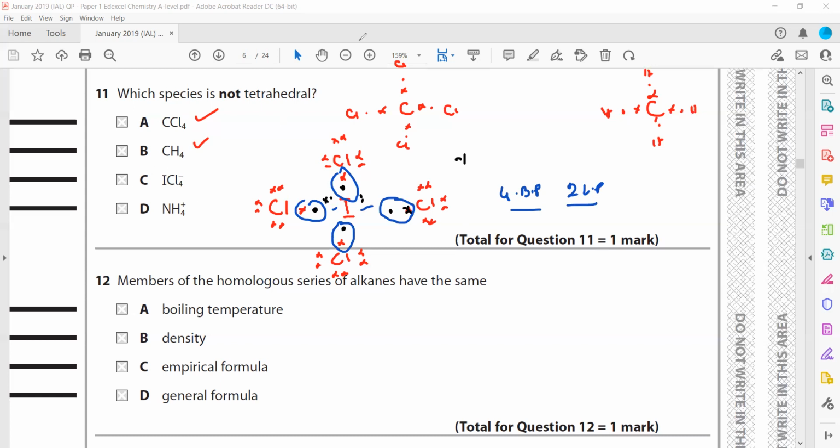But in NH4+, nitrogen loses 1 electron, so it now has 4 electrons, and it shares 1 with each hydrogen. So in NH4+, the ammonium ion, there are 1, 2, 3, and 4 bond pairs and no lone pair. If 4 bond pairs are there and no lone pair, it will be tetrahedral as well. So options A, B, and D are tetrahedral, but C is not tetrahedral because it contains a different number of bond and lone pairs.